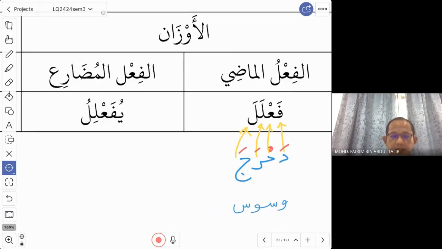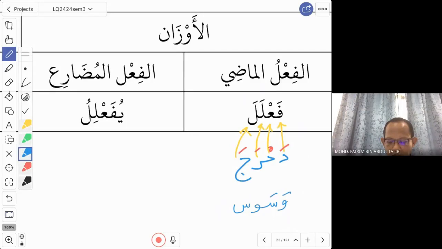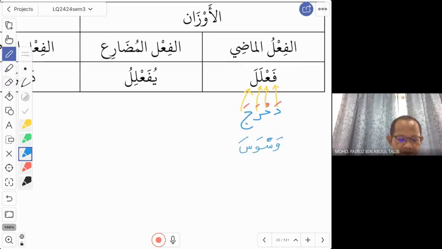And when it is a fi'l, you simply refer to the wazan of the fi'l in order to know how to read this word. You go to the wazan of the fi'l, which is fa'lala. Therefore, this must be waswasa. You do not have any other option. You don't read wuswusa or wiswisa or waswas, because this is following the wazan of fi'l madhi. Good.